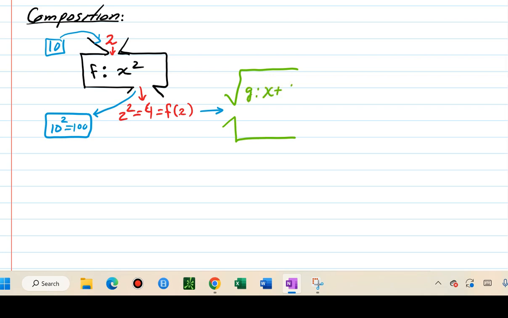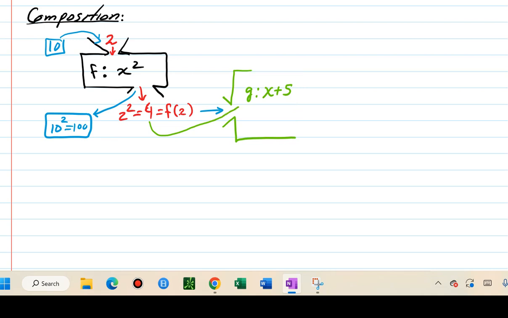Function g, I'll make it easy, x plus 5. So what is this function going to do? Well, the task of this function is to add 5 to whatever goes in. Okay, so let's take a look at the input 2. Remember, the output from f was 4, so 4 is going to go in here.